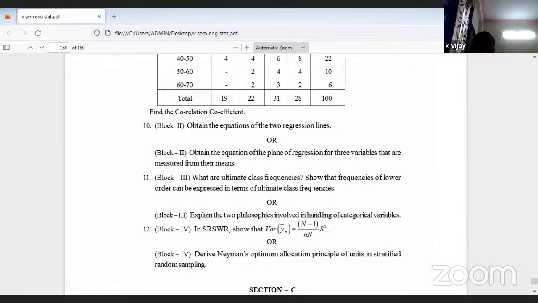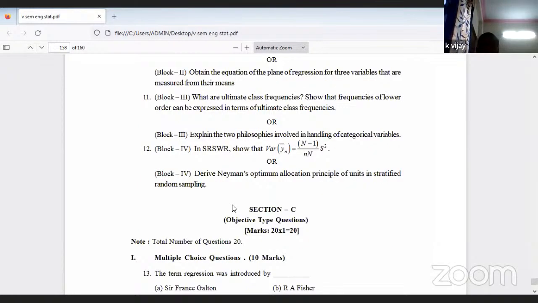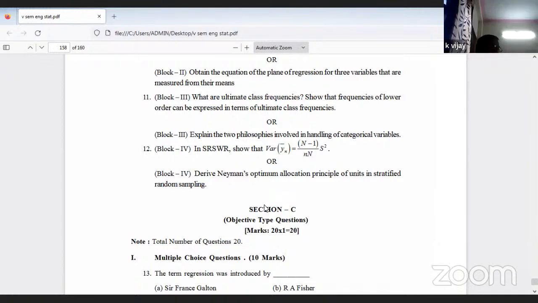Then now explain the two issues involved in handling categorical variables. Now I told this is n-1, optimal and proportional. I told or not? Yes, sir. So Neyman applicable, Neyman optimum allocation principle. So all the syllabus I covered. Okay, sir. You have to study these topics, the major topics. Any doubts you have noted? Any clarification? Ask me. I will clarify.